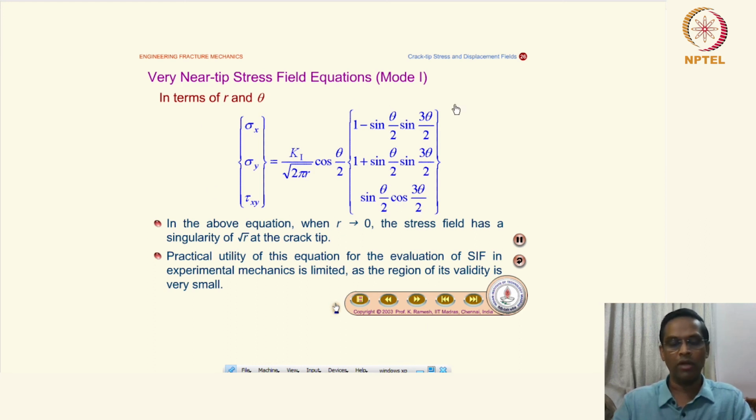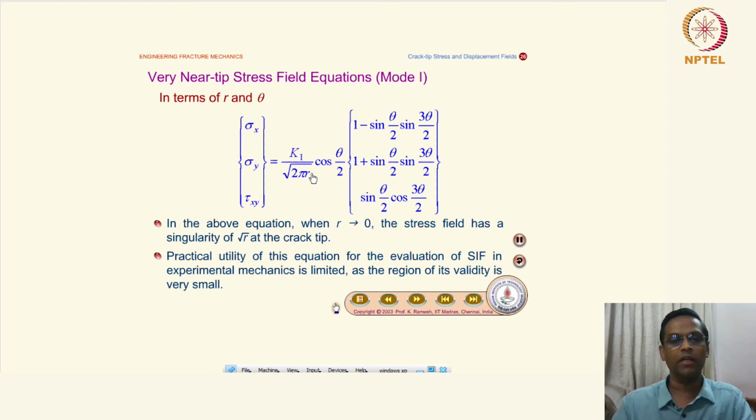I have not shown the substitution step by step, which is very simple. In the interest of time, I have just skipped that step. If you substitute independently, then also you will be able to derive this. So what is the importance of this equation? The strength of all sigma x, sigma y and tau xy depends only on this K1. That is why it is called the stress intensity factor.